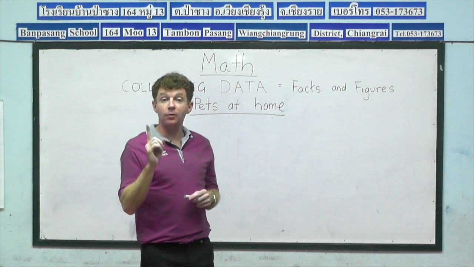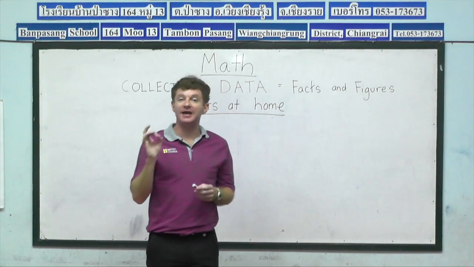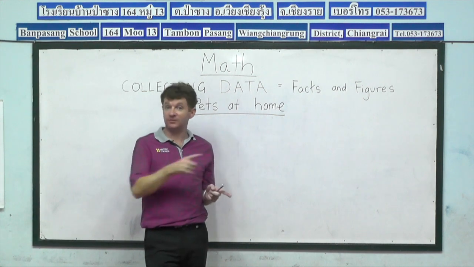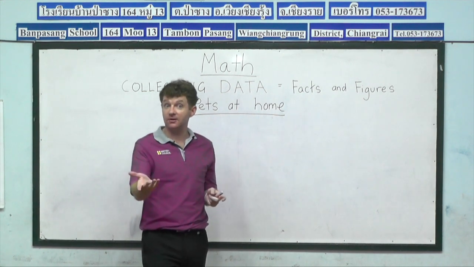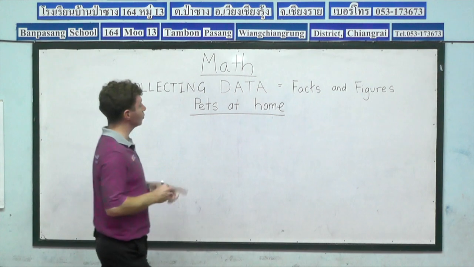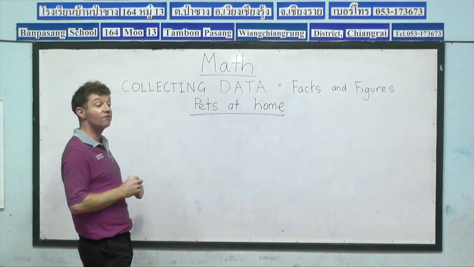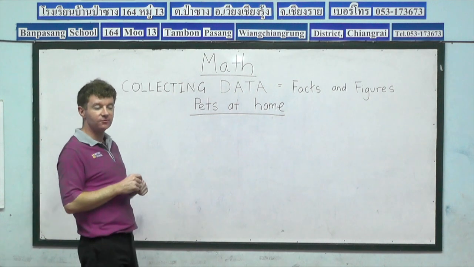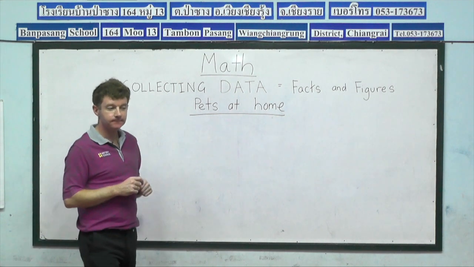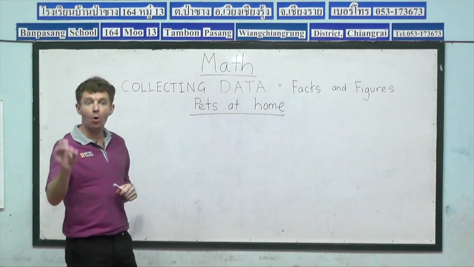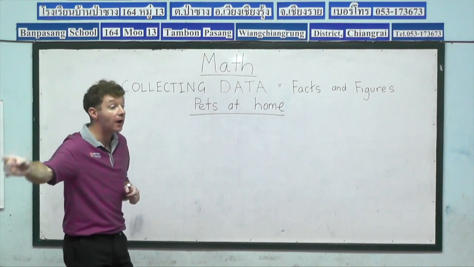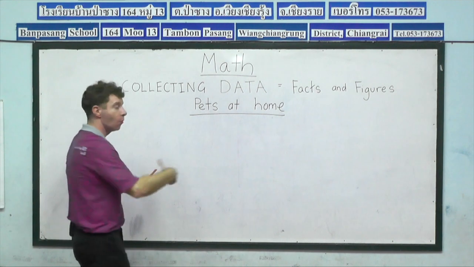So the first thing we need to do when we're looking to collect data is we need to organize a question or a series of questions that is a survey. So let's think, what's a good question we can ask to find out pets at home? Can anybody think of the question we can ask? I know. What pets do you have at home?